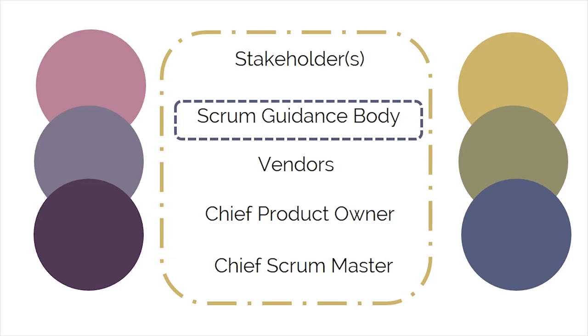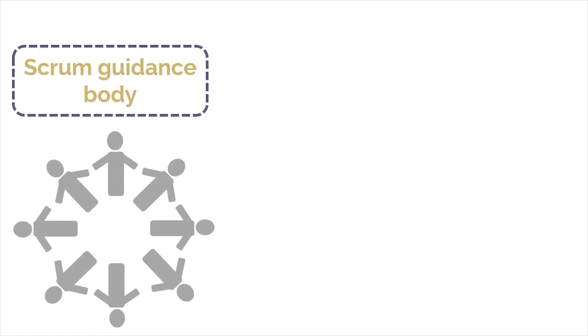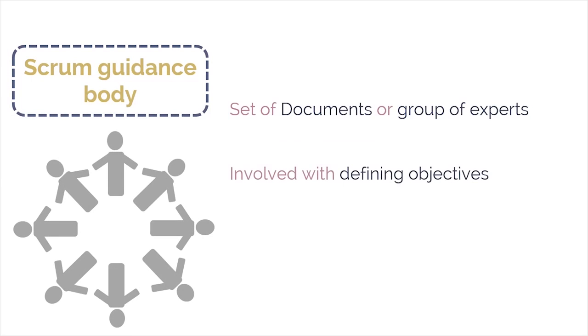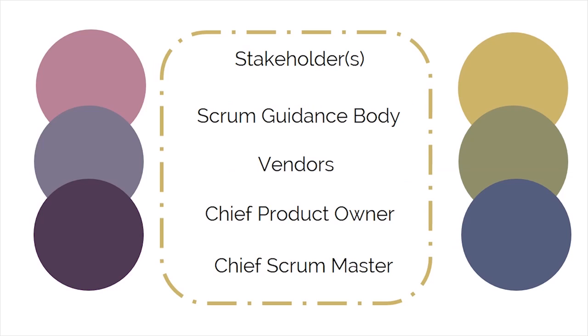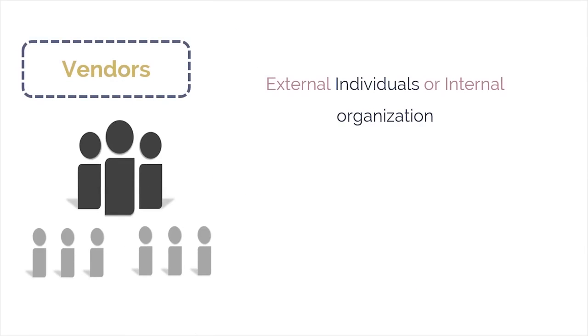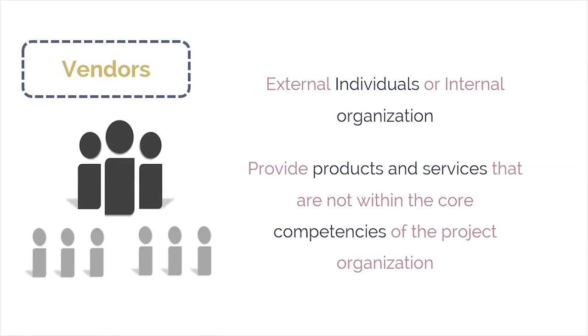Second is the Scrum guidance body, which is also referred to as the SGB. It is an optional role consisting of a set of documents or a group of experts, typically involved in defining objectives related to quality, government regulations, security, and other key organizational parameters. This Scrum guidance body guides the work carried out by product owner, Scrum Master, and Scrum team. The next non-core role is played by the vendors. They include external individuals or internal organizations that provide products or services that are not within the core competencies of the project organization.